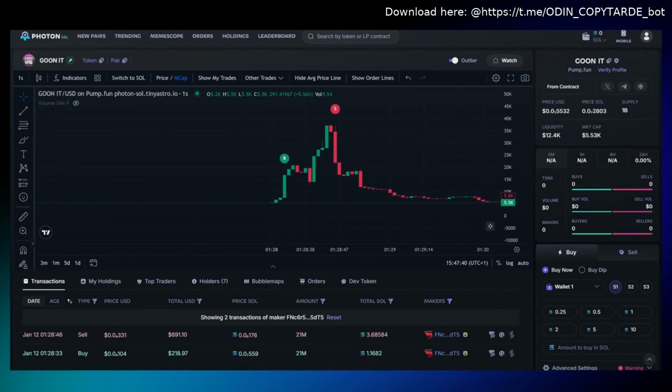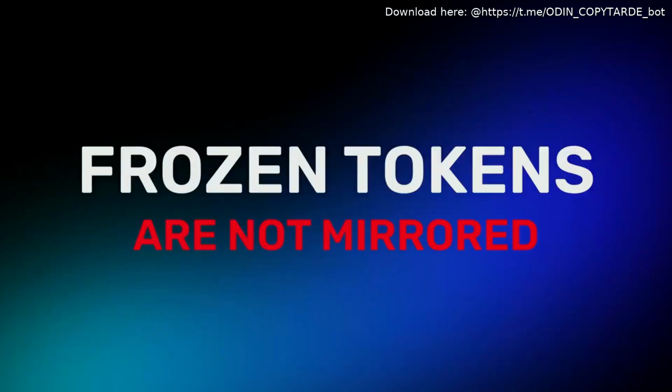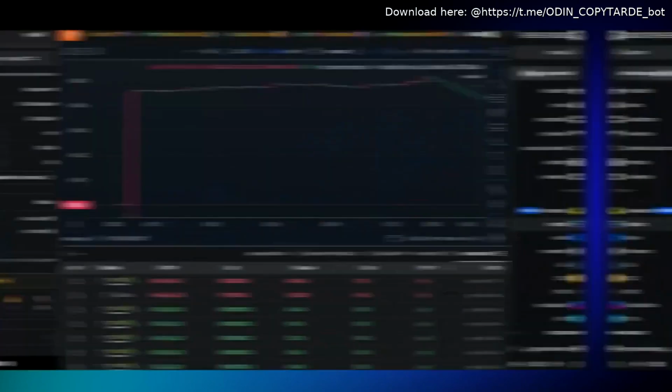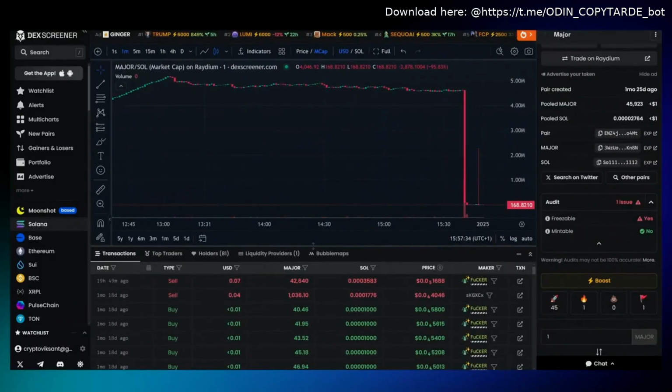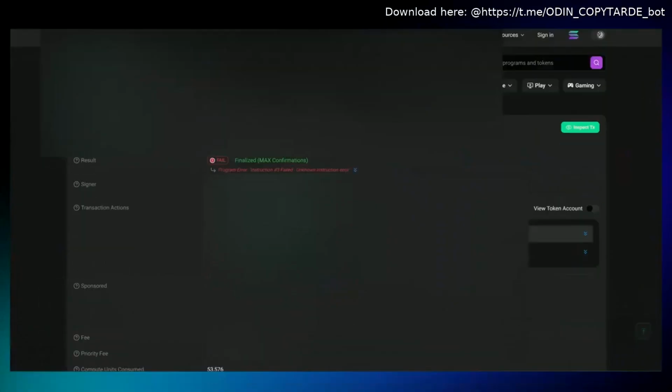potential significant losses. For your security, Odinbot won't allow you to buy tokens if their freeze authority hasn't been revoked. Taking as an example this token, we can see the freezable audit flag marked as yes. This means the token creator retains the ability to freeze all transactions, essentially locking everyone's tokens at will. Furthermore, to confirm the impossibility to sell the token, we can see that when trying to do so, SolScan will show that the transaction has failed due to an unknown error.